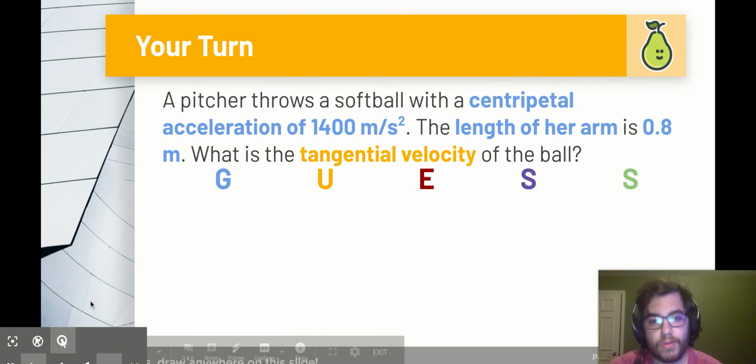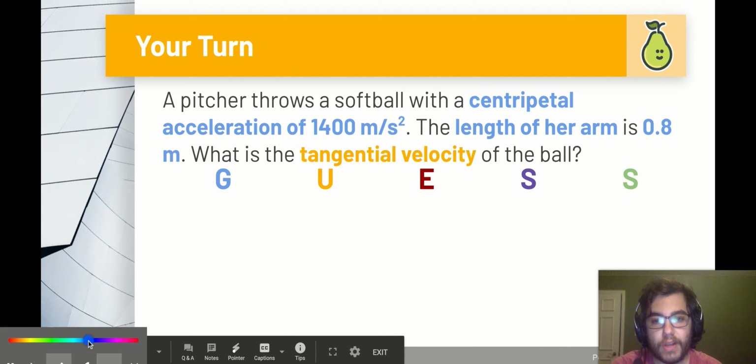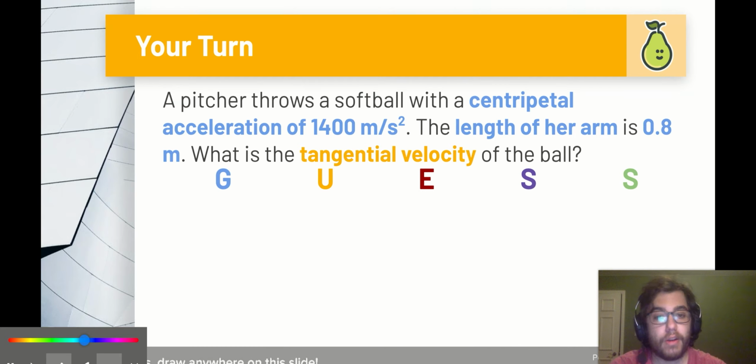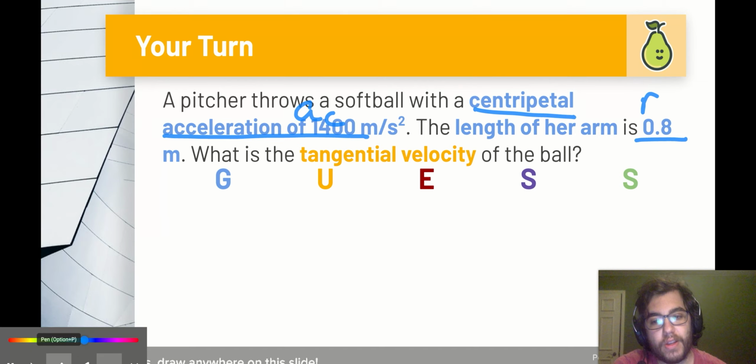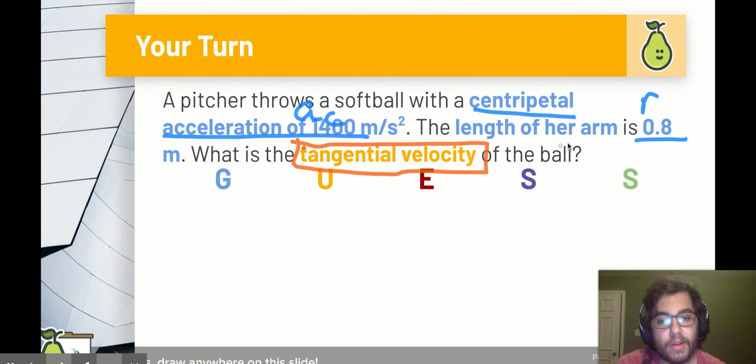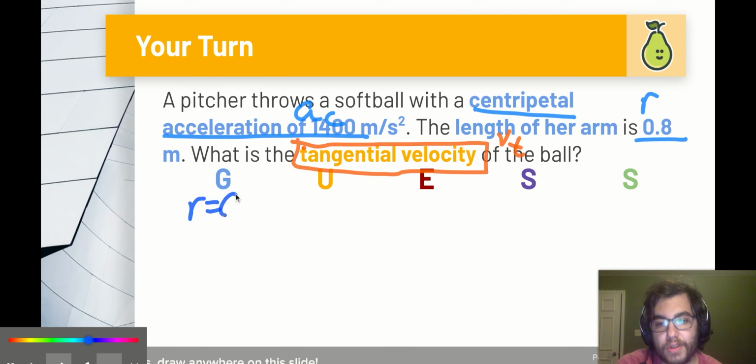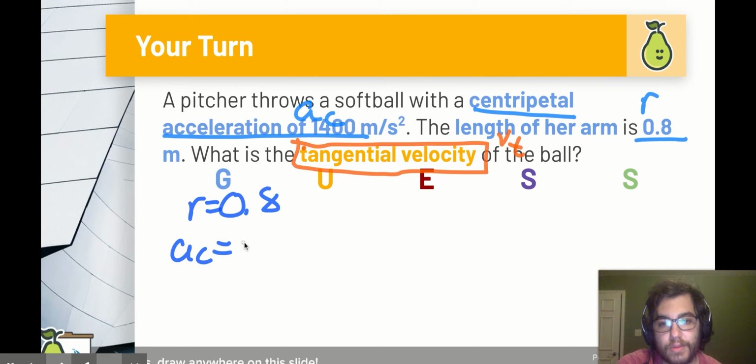Okay, a pitcher throws a softball with a centripetal acceleration of 1400 meters per second squared. So this right here is my AC, not my tangential velocity or anything. The length of her arm is 0.8 meters, so that would be the radius in which the ball travels. So that is r. What is the tangential velocity of the ball? I know this is a really crazy high number, but trust me, there is a lot of force put into those swings. Let's write it down. R is equal to 0.8. AC is equal to 1400.